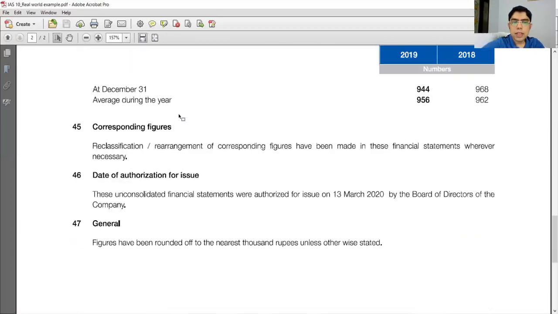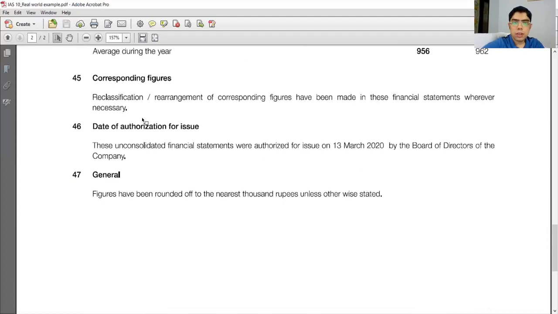Now here you would see a note. If you can all see this note number 46, this note, date of authorization for issue. These unconsolidated financial statements were authorized for issue on 13th March 2020 by the board of directors of the company.